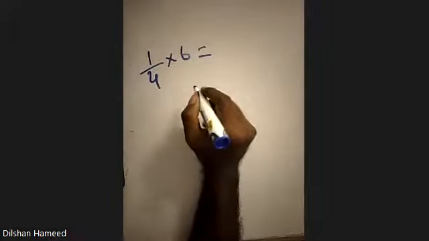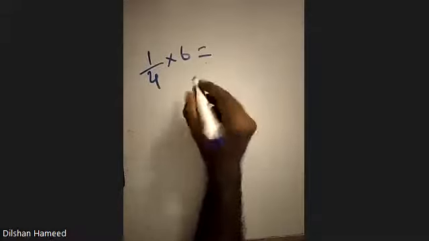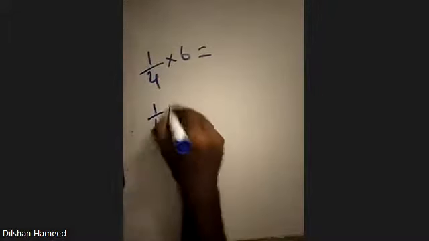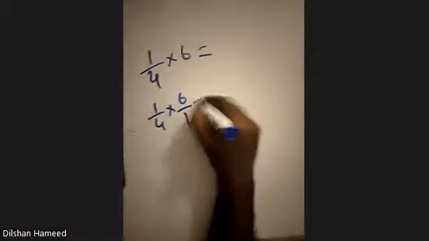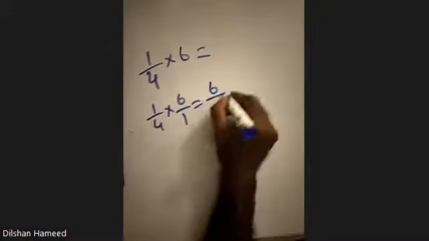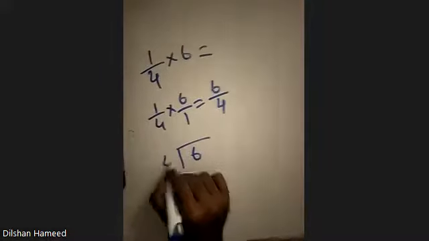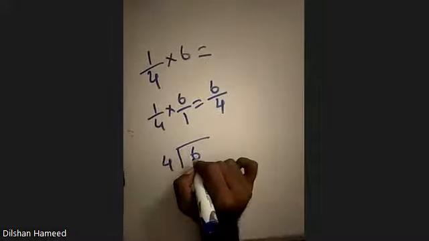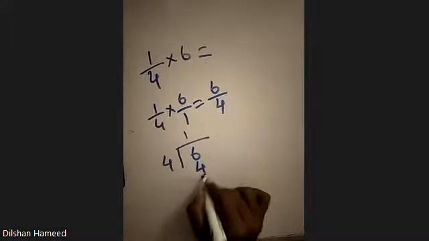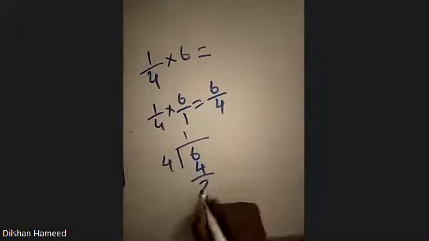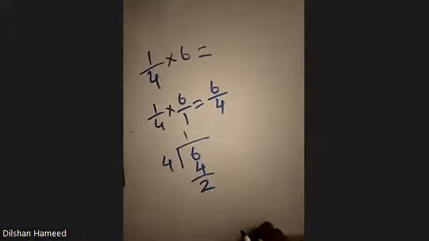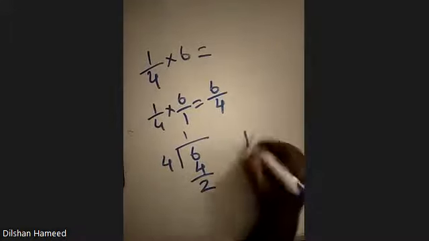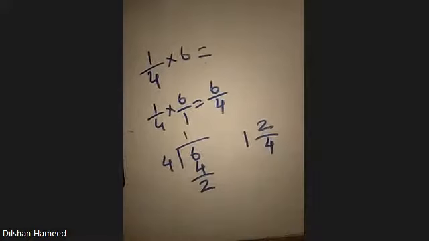So you take the quarter and multiply it by 6. So 6 upon 1, right? 1 6 are 6, 1 4 are 4. So you have to divide 6 by 4. 1 4 are 4, so you can put only 1. How much is the balance? 2. So you can see it like this: 1 and 2 upon 4. That is one way of calculating it.